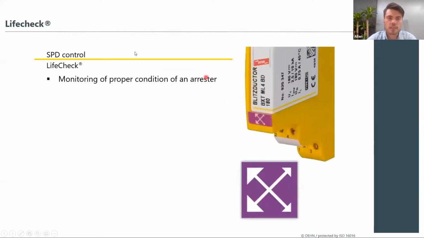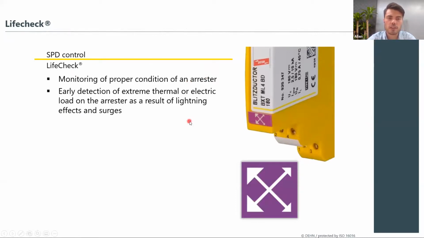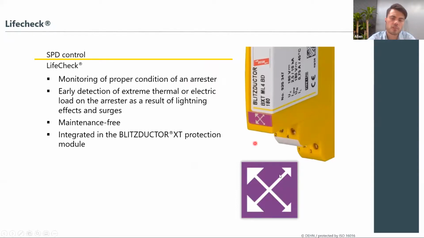Some of our SPDs have this Lifecheck function, which works with an RFID chip. You can actually check if the SPD has failed or not, and this is also maintenance free. This is a very nice way, with our DEHNguard, which I'll show later, to check if this SPD is actually still functional or not.